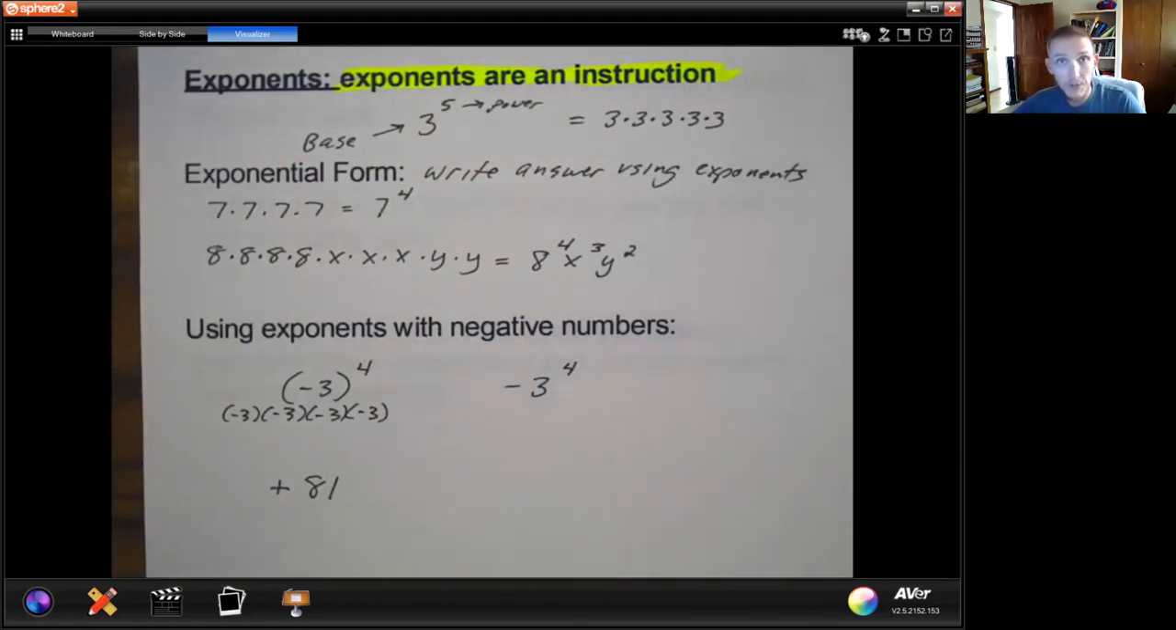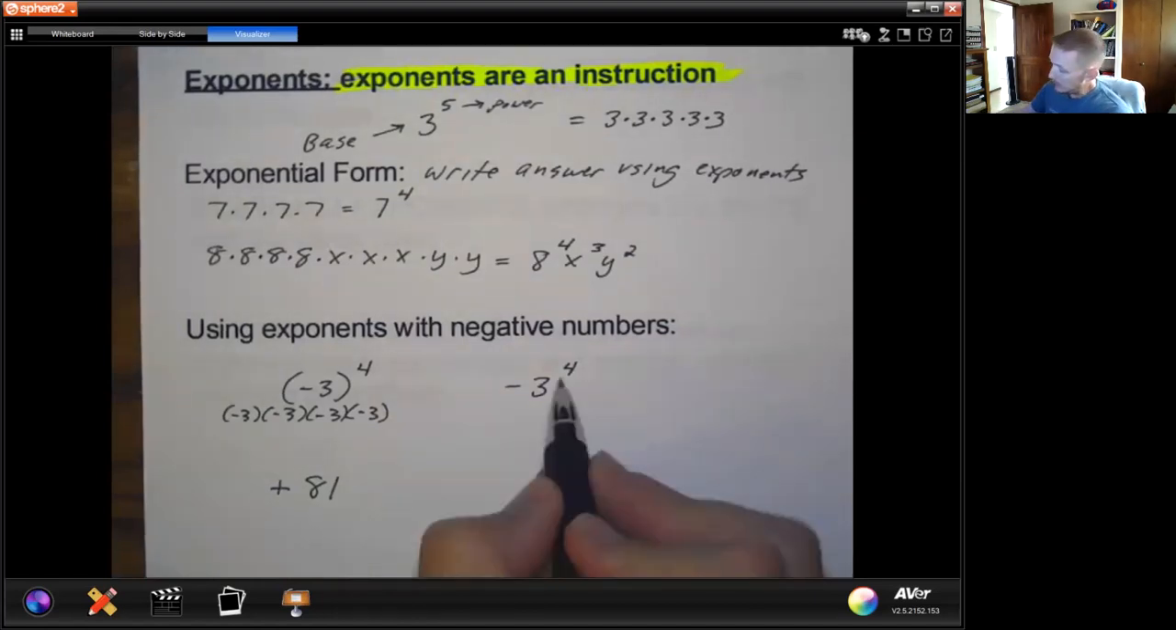Now, where this differs without parentheses is this 4 only belongs to the 3.